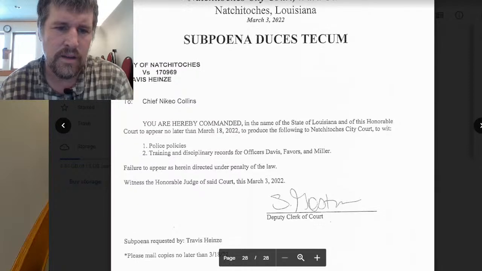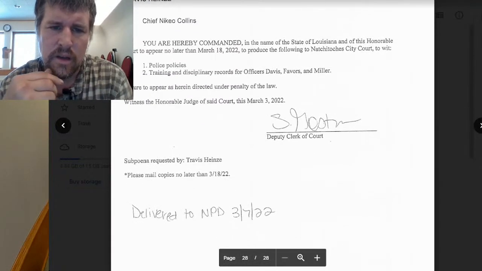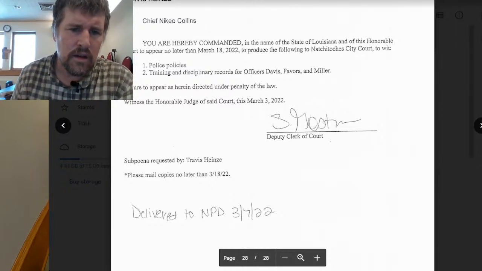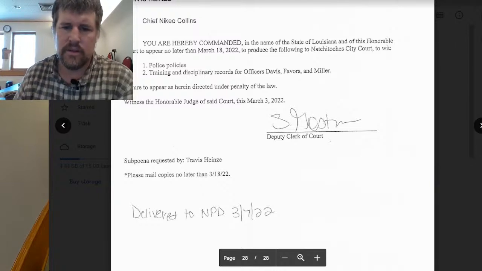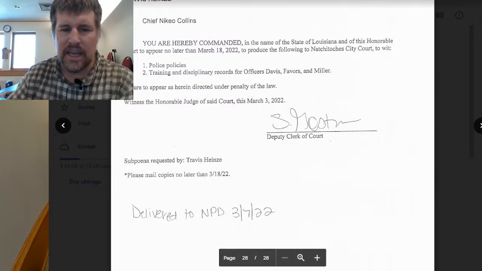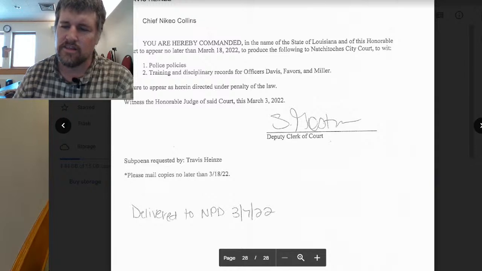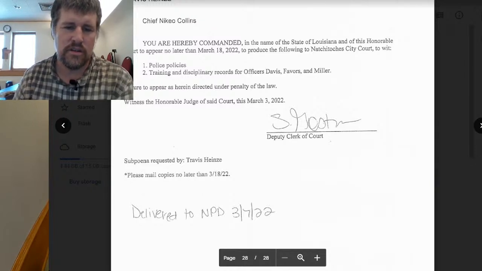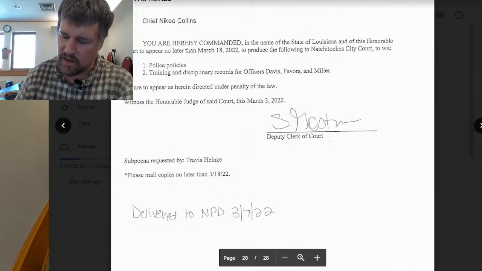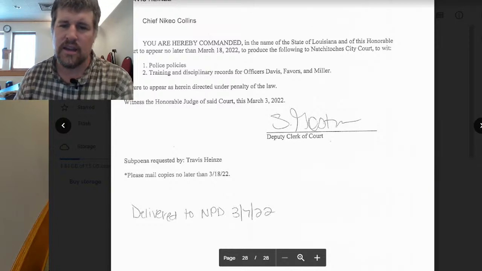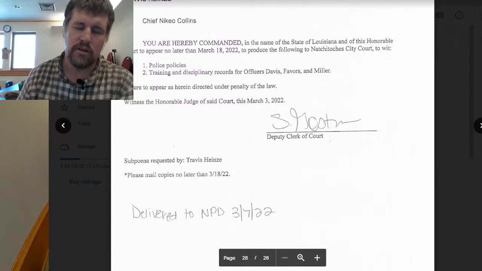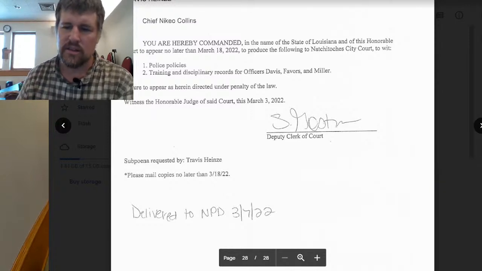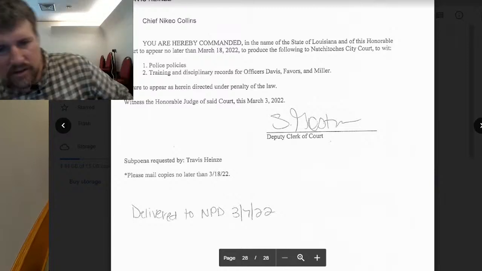So this was a part of my subpoena to the chief, Nikhil Collins. You're commanded in the name of the state to appear March 18th to produce the police policies, training, disciplinary records. And he fought it. He said, "You're not getting anything, Mr. Hines. You're not getting a darn thing." And the judge stood behind that, said he didn't think it was relevant. He stood behind it, saying that Travis is not getting anything, and then further added he didn't think it was relevant. But it only took a couple of months and a lot of back and forth with Goldweems' law firm for Dan to get a little something at least. A little something's better than nothing.